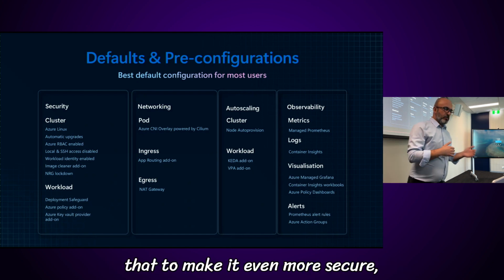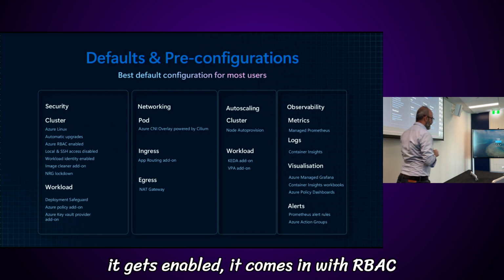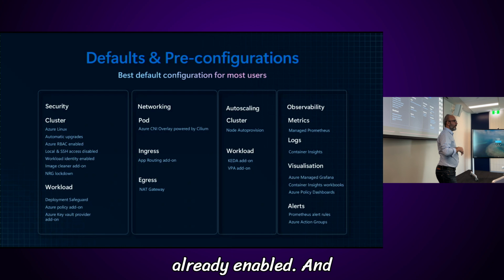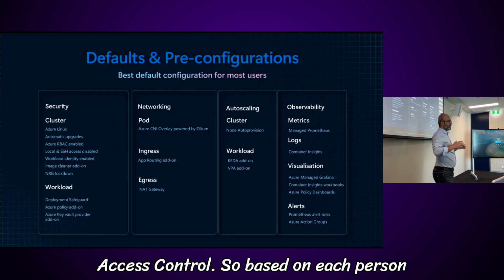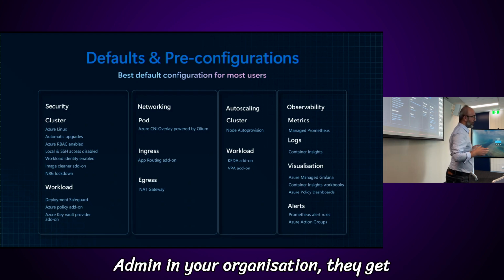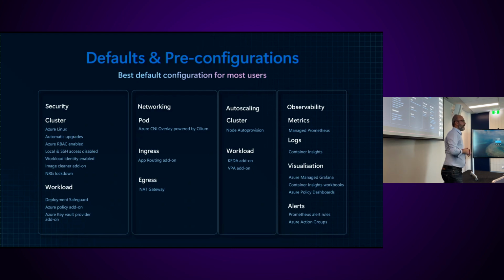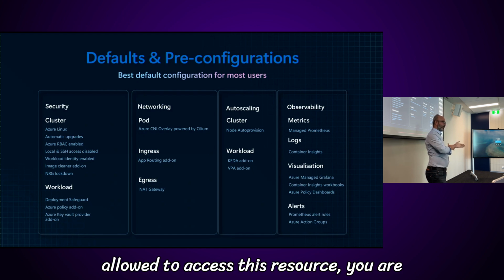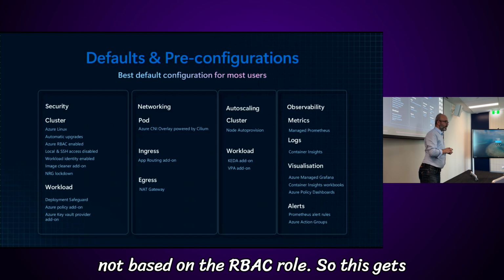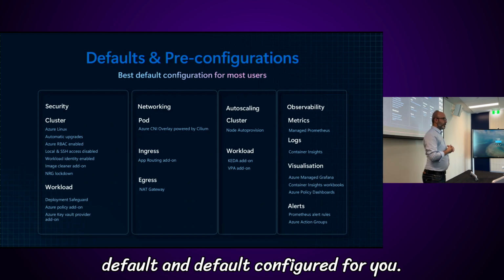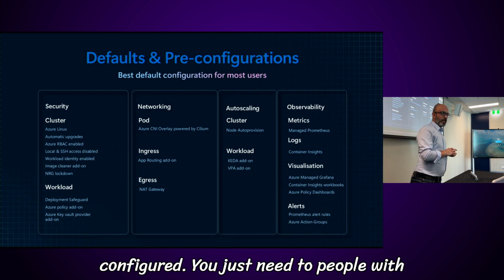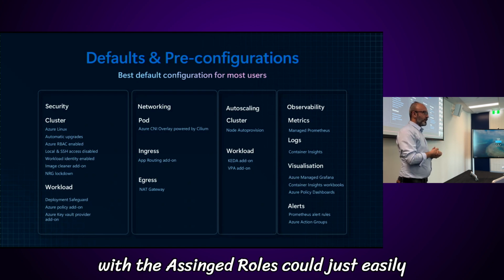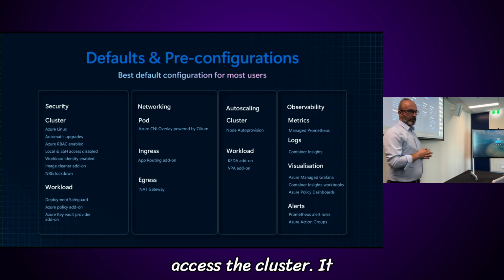The other thing is that to make it even more secure, it comes with RBAC already enabled. RBAC, of course, is role-based access control. Based on each user or admin in your organization, they get a specific set of access credentials. So you are allowed to access this resource, you are not, based on the RBAC role. This gets configured by default for you. With AKS Standard, you have to do that yourself. With Automatic, it's already configured. People with the assigned roles can easily access the cluster.